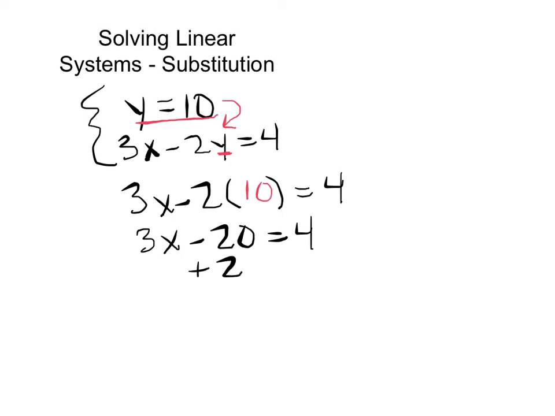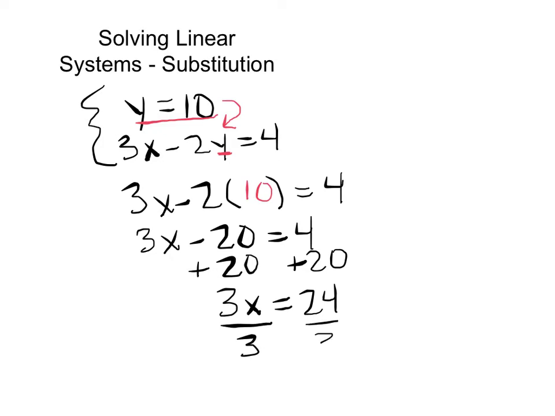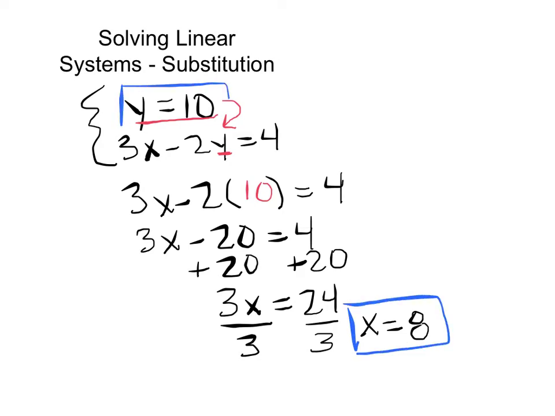Add 20 to both sides of your equation. So you get 3x equals 24. Divide both sides by 3. And you get x equals 8. Now the solution to a system is actually an ordered pair. So here we have x equals 8. And remember from our original problem we have y equals 10. So our solution is the point (8, 10).